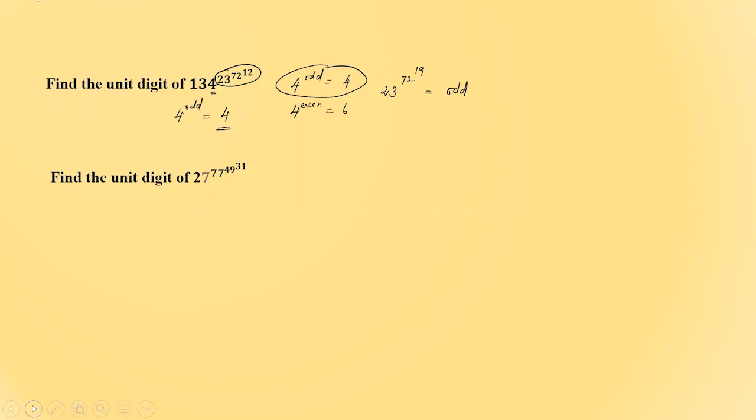Right, enough time for this. Now you look at this, the unit digit of this number is nothing but 7, and of this expression is 7. So what is the cyclicity of 7? It's going to be 4.